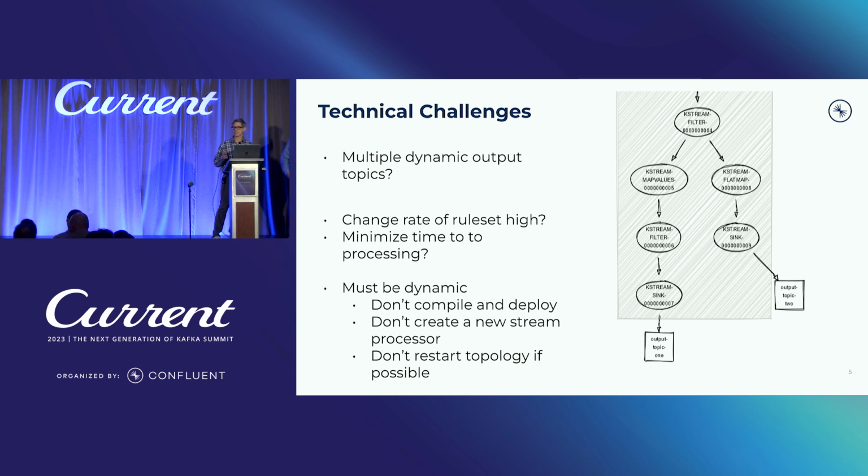What if your rules change frequently? Or when you get a new rule, you want it to take effect as quickly as possible in a domain where seconds matter? Cyber is one of those domains. You don't want to have to compile it and then deploy a new stream processing job. Frankly, you don't even want to wait for a new stream processor to spin up. And if possible, you want to avoid restarting a topology. Just as we love data streaming because we get new records milliseconds after they're published, it would be nice if rules can take effect just as quickly. So I'm doing a little bit of foreshadowing here.